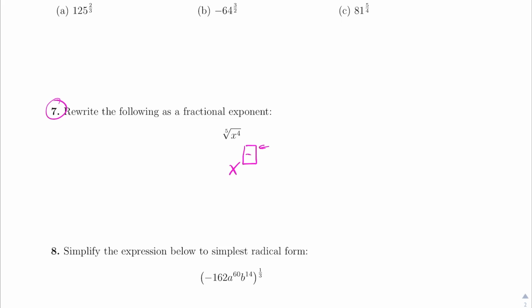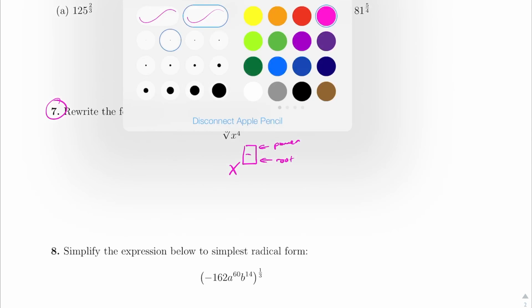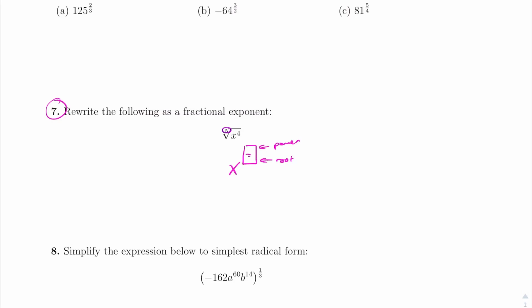So what we saw in class is that the power will go on top and the root will go on the bottom. So in our case, we have the 5th root and the 4th power. So we have x to the 4/5. Next up, determine each of the following.